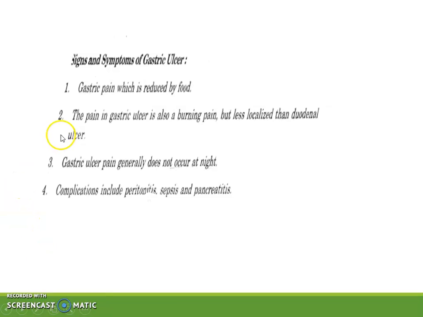Signs and symptoms of gastric ulcer. Gastric pain which is reduced by food. The pain in gastric ulcer is also a burning pain but less localized than duodenal ulcer. Gastric ulcer pain generally does not occur at night. Complications include peritonitis, sepsis and pancreatitis.